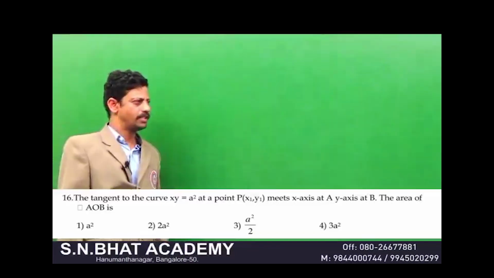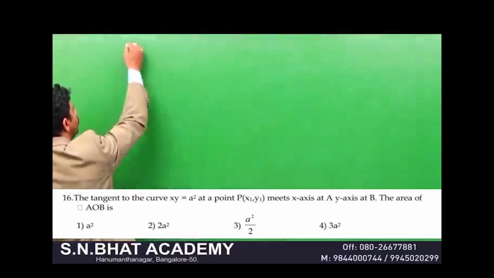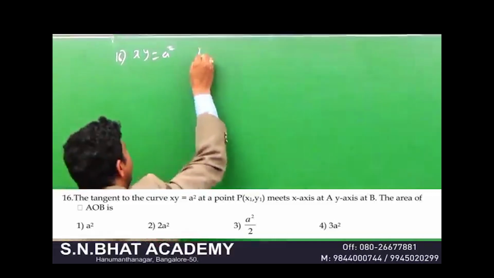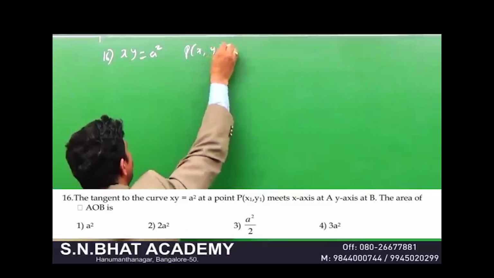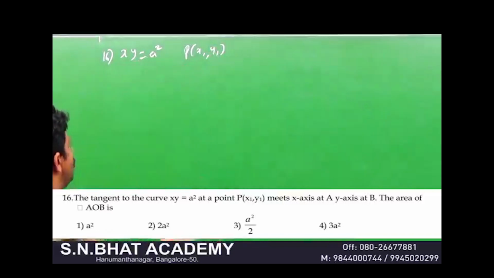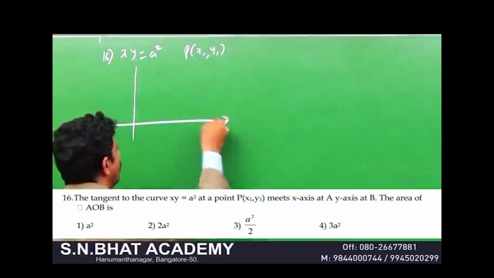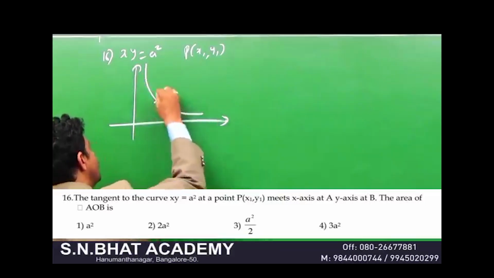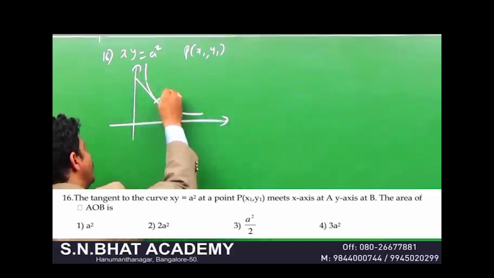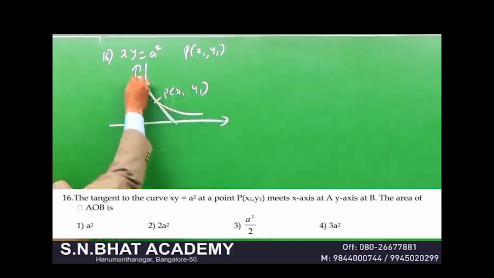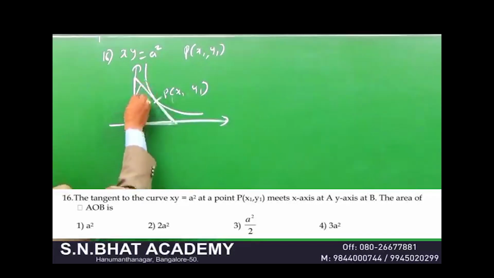Now we move on to question number 16. In this problem, a curve xy is equal to a square is given and a tangent is drawn at the point x1, y1, which is a point on this curve. So this is the curve xy is equal to a square. This is x1, y1. A tangent is drawn at x1, y1. The tangent forms a triangle with the x and y axes. We have to determine the area of this triangle.